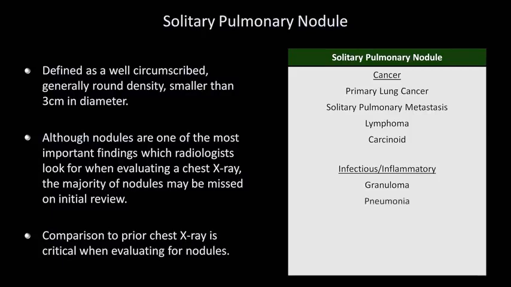As we just saw with round pneumonia, these can present with an identical appearance. And there are some congenital etiologies such as an arteriovenous malformation and a bronchogenic cyst.